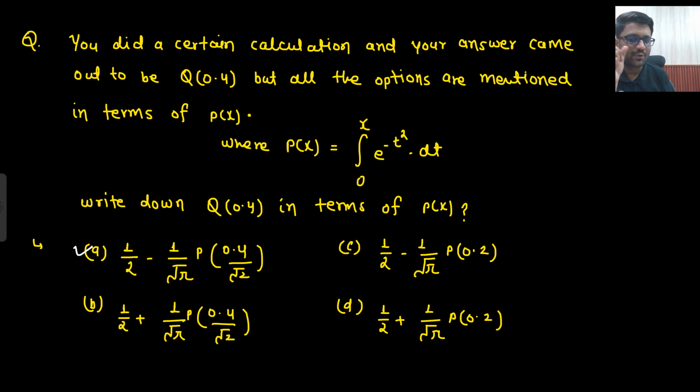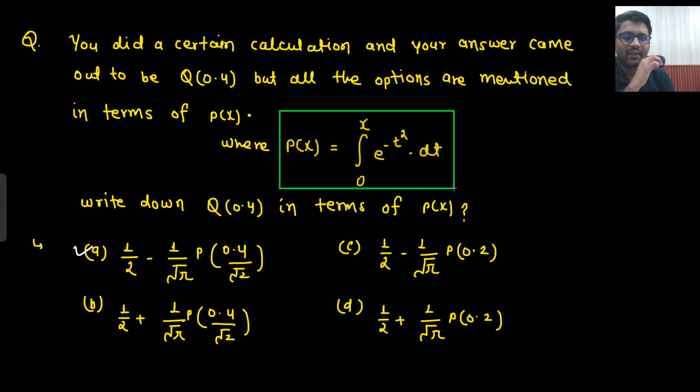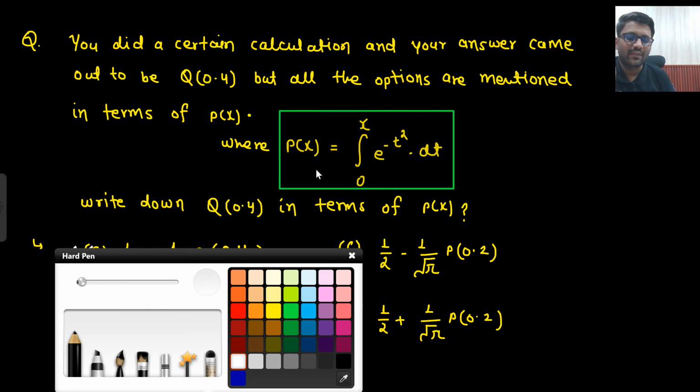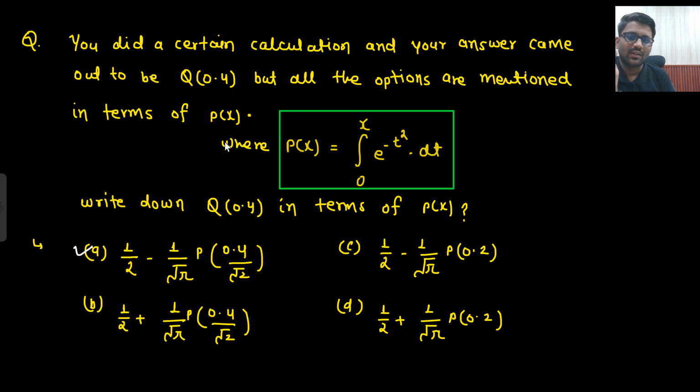And there in the question only they defined P of x like this. Now what is this P of x? I don't have any idea. This is how they have defined your P of x. Your answer came out to be Q of 0.4.